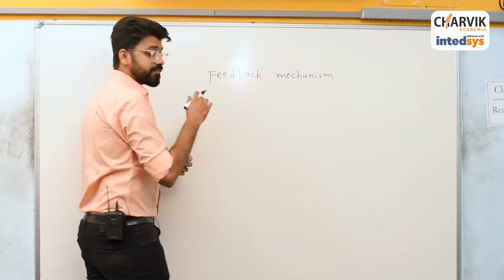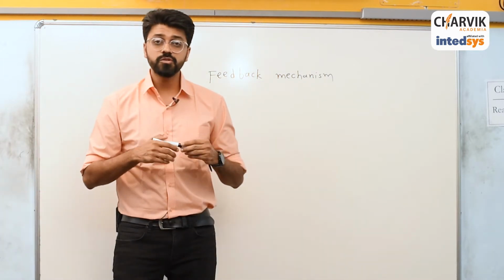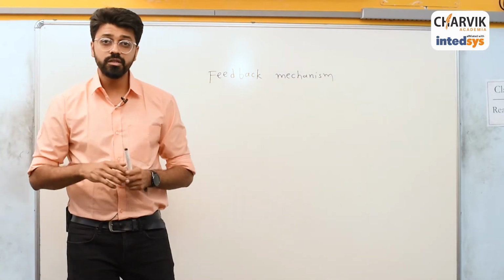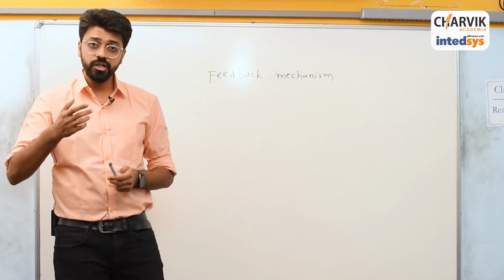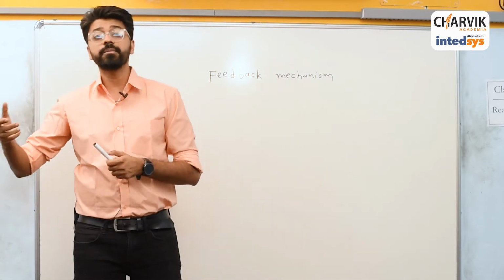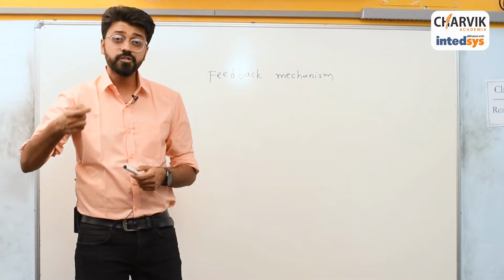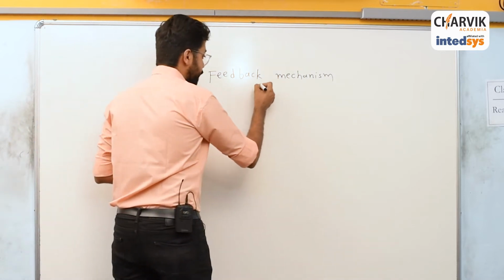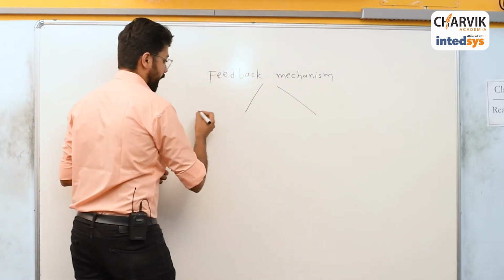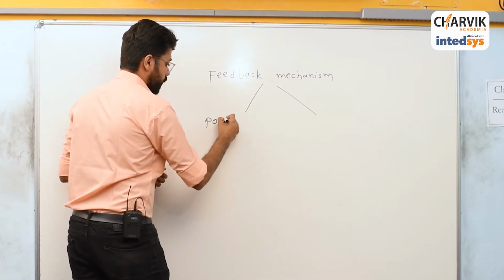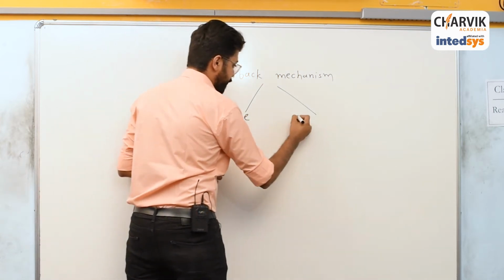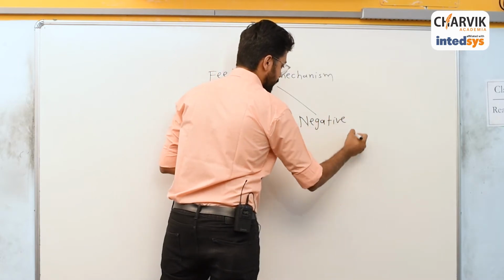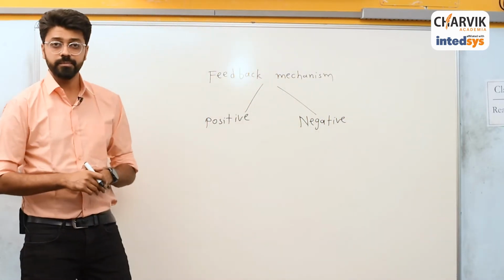See, when we say feedback, it automatically means we are talking about two reactions which are acting on each other. That's why we can call it a feedback mechanism. When there is a feedback, there must be an involvement of two reactions, right? Now, feedback mechanism is of two types. One is positive feedback mechanism, and another is negative feedback mechanism.